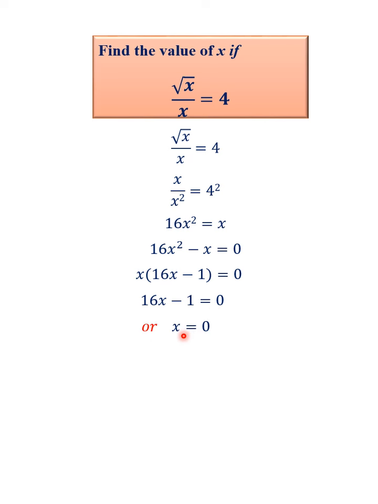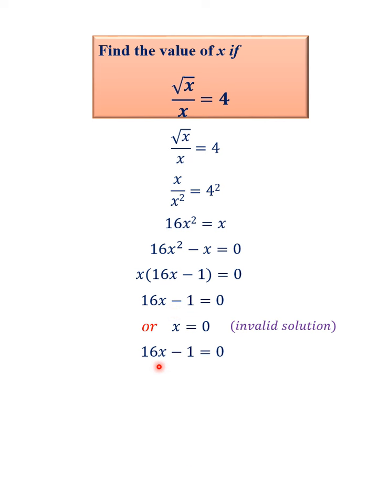But this is where it gets interesting. If you put the value of x equal to 0 back in this original equation, it becomes undefined. Reason being that the denominator of a fraction cannot be 0, because if 0 is here, this equation becomes undefined. Because x equal to 0 does not satisfy the original equation, it means this solution is invalid. So we can conclude and say x equal to 0 is an invalid solution. Now that this is an invalid solution, we are left with 16x minus 1 equals 0.